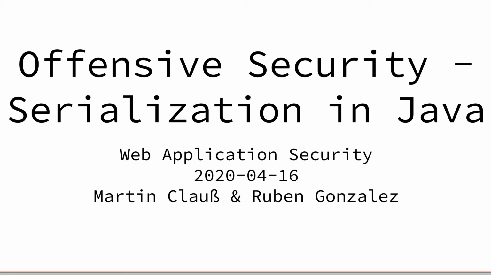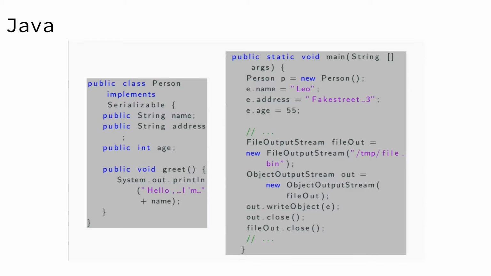Okay, next we're gonna make a case study and see how serialization works in Java and how we might exploit it. So Java obviously has a lot more overhead. It's one of the reasons why I never show Java code snippets, because they're just too long. But serialization works essentially the same.